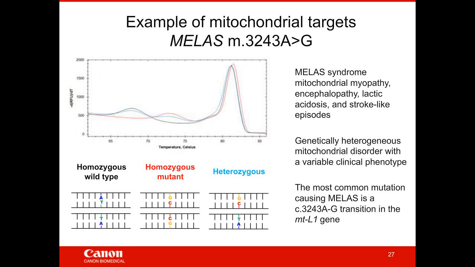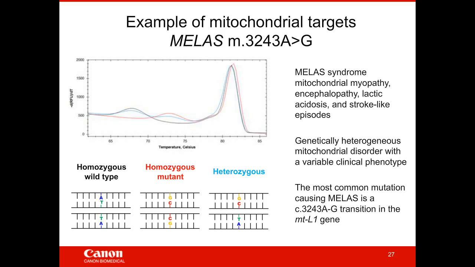This is one example of the data from a MELAS assay. The MELAS assay detects a mutation in the MTTL1 gene. This condition affects many of the body's systems, particularly the brain and the nervous system. The signs and symptoms of this disorder most often appear in childhood following a period of normal development, although they can begin at any age. And most affected individuals experience stroke-like episodes beginning before the age of 40.